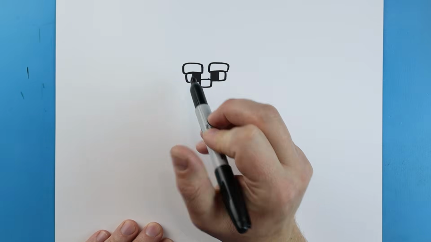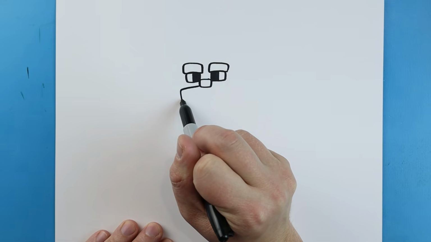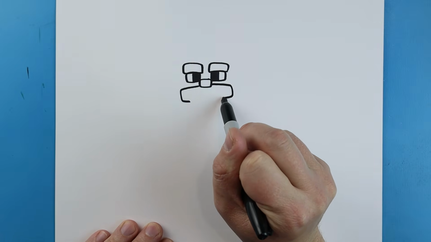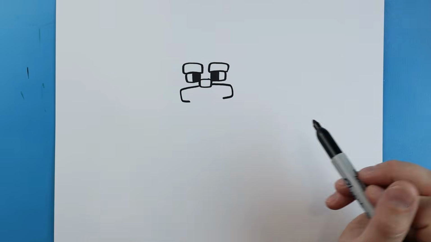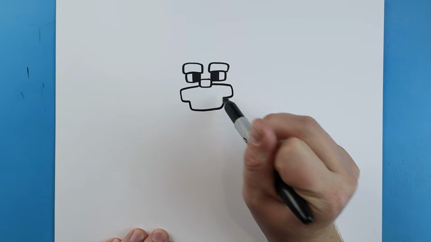Now, starting here, right by the nose, we're going to make the beard. To do this, we're going to draw a line that goes out. It's going to come down and in. And same thing over here. We go out, down, and then in. When we make a line that goes down, it's going to go over and up.